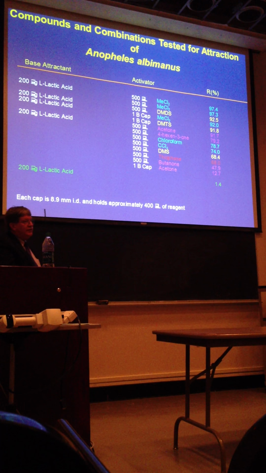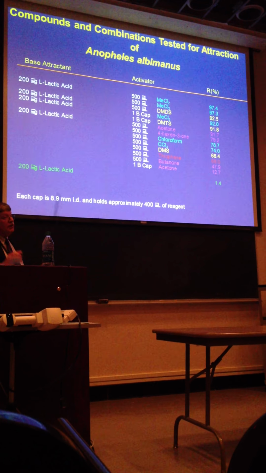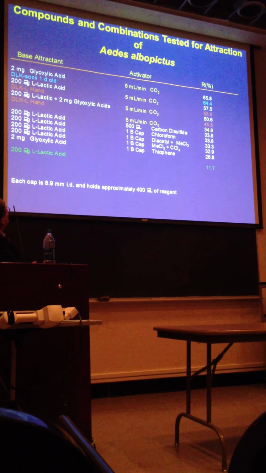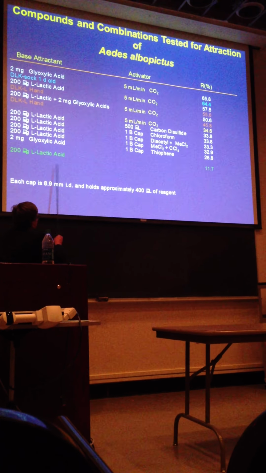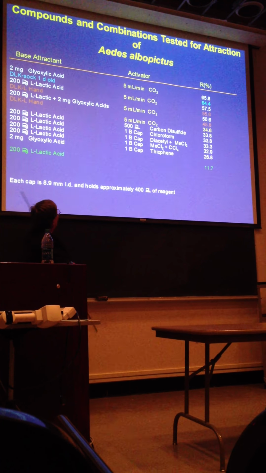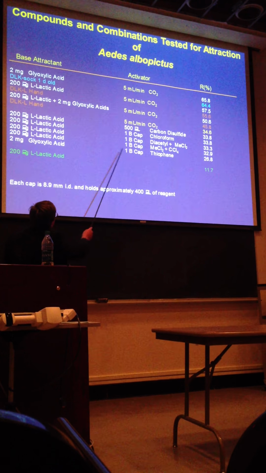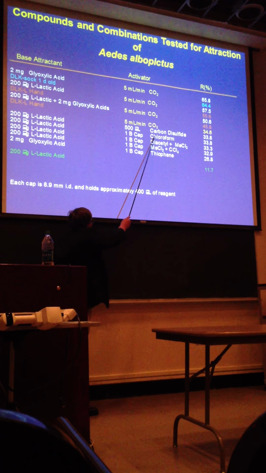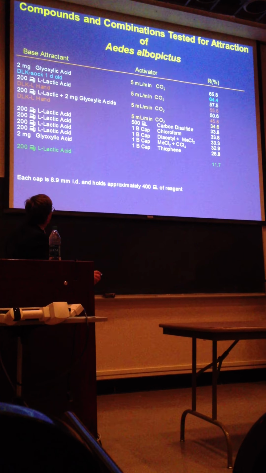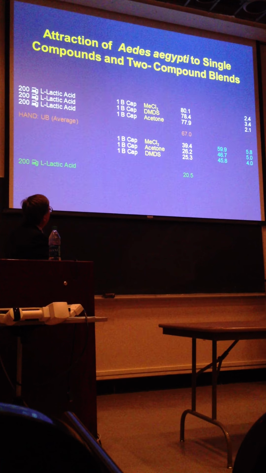So again, the message that I want to really get across is you're not going to develop one blend that's going to work really well for all species, but that's one of our tasks, to get a generic blend, and to see if we can use this for control. Now when you look at albopictus, the response to lactic acid is somewhere in between, and so again we were adding other things, carbon disulfide was a fairly good one. So we keep on developing these blends.